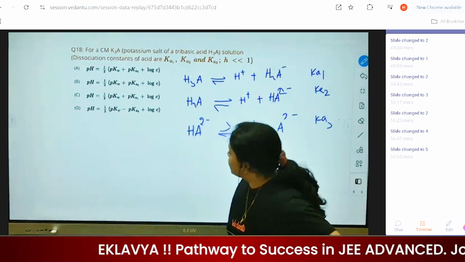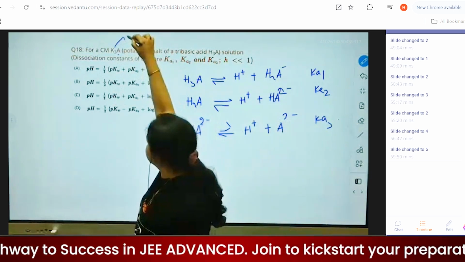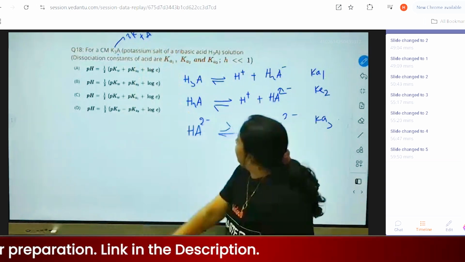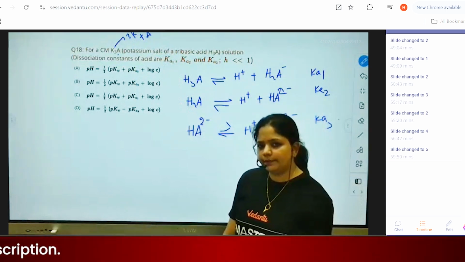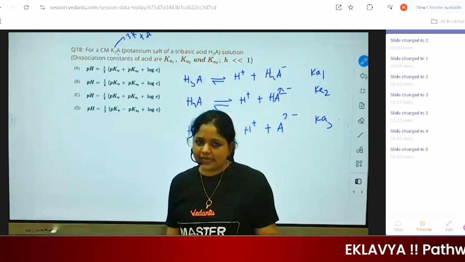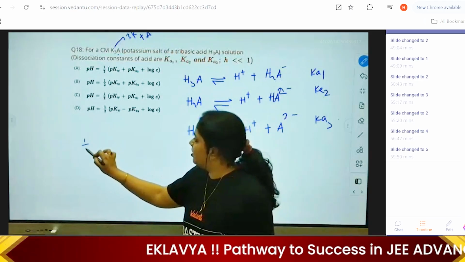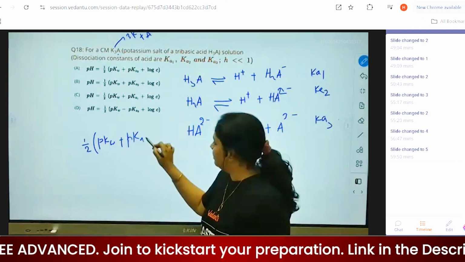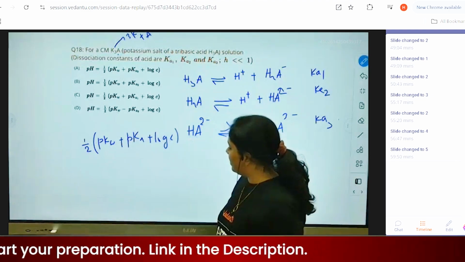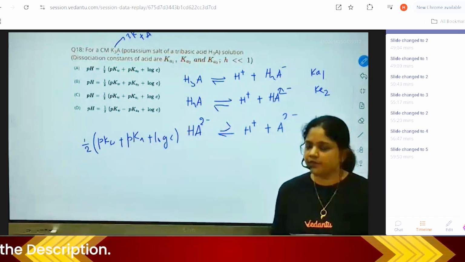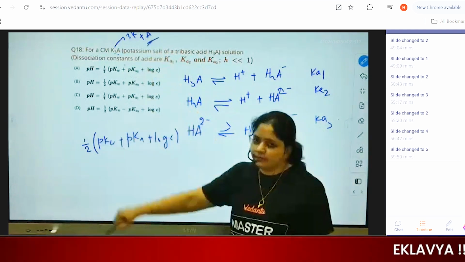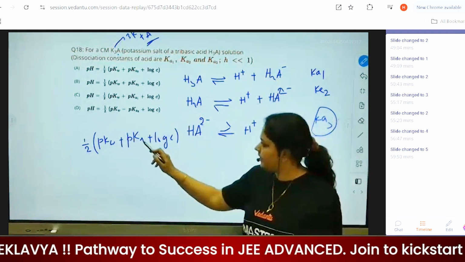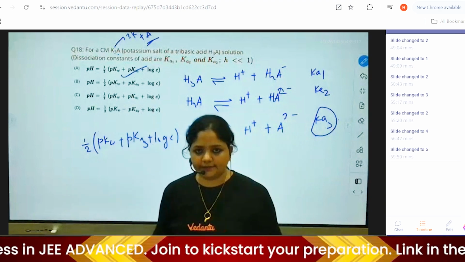Next, what they are asking for this salt. This salt dissociates like how? 3K plus A3 minus. For this we will have to write down the pH value. I know the pH value is half pKw plus pKa plus log C. This is the expression. But I am not so very sure which Ka to use here. So I will look there. This is A3 minus of the salt. Where will I get A3 minus here? In Ka3. So this will be Ka3. So answer is option A. Moving further.